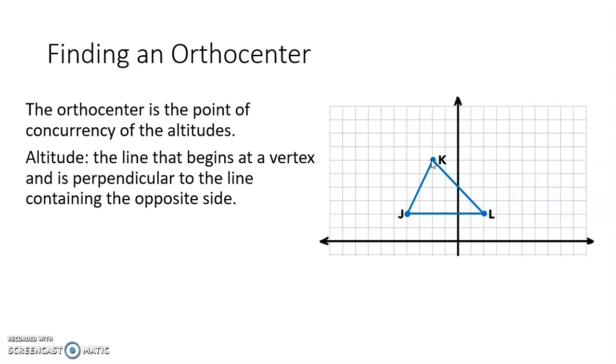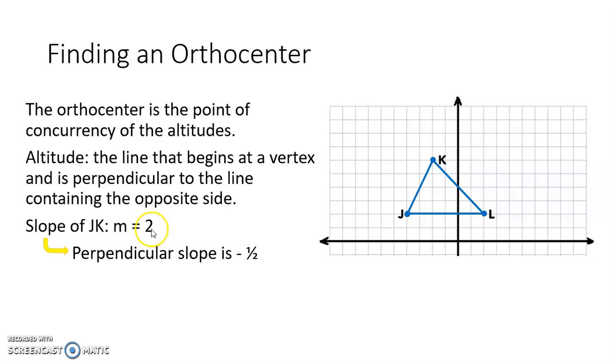But we need the perpendicular slope. So let's see the work on how to get that. Notice what we do to get the perpendicular slope: you flip the slope fraction. This was 2 over 1, so I got 1 over 2. And you change the sign. This is now negative. So it's negative 1/2.